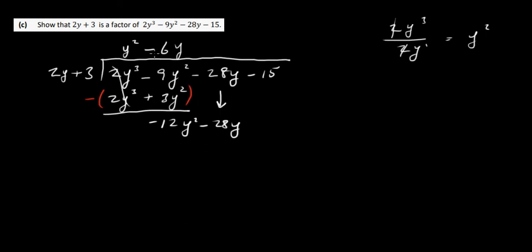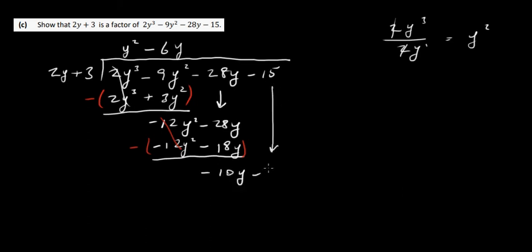Write your answer down here. So minus times plus is minus 6y times 2y, 12y squared. Minus times plus, minus 6y by 3, 3 6s are 18y. Same thing again. Subtract. And let's see, this minus minus becomes a plus, so this will disappear here if you like. Minus times minus is plus, so this becomes a plus. So minus 28y plus 18y will just give me minus 10y. Take the minus 15 and bring it down here.